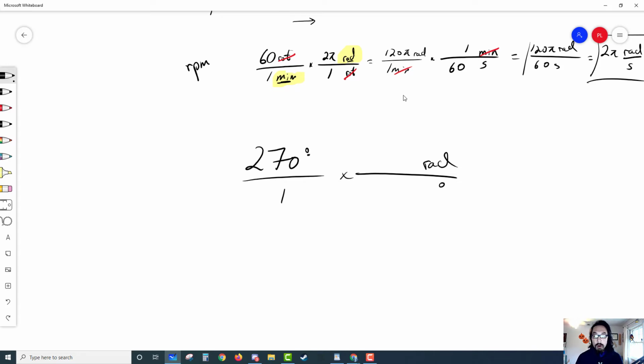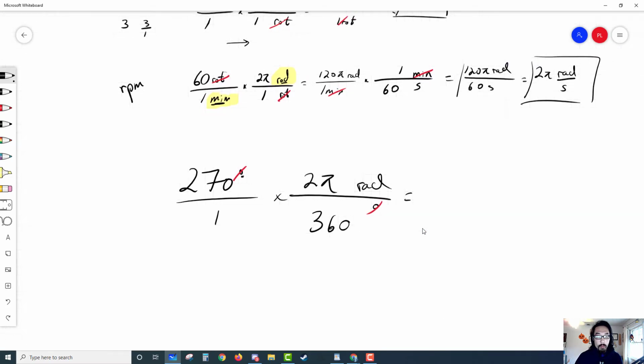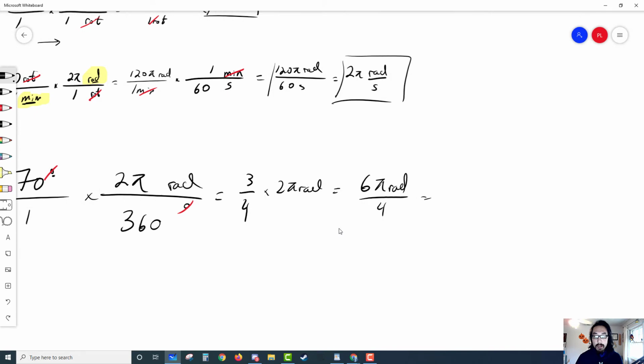And we say that for every 360 degrees, we have 2 pi radians. If we were to do this math, we know that the degrees cancel out. And 270 divided by 360, what is that, 3/4? Yeah, so we get 3/4 times 2 pi radians, which gives us 6 pi radians divided by 4. You might have to check my math on this, but this turns out to be 3 pi radians divided by 2. And so we successfully went from degrees to radians.